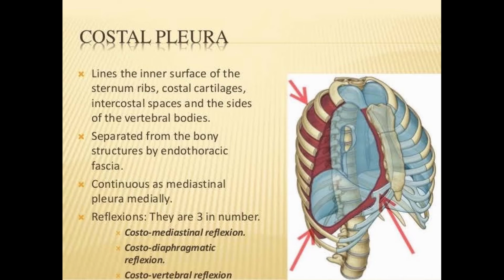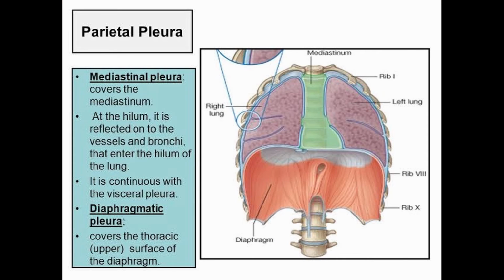Now third, we discuss the mediastinal pleura. As you can see on the diagram, the mediastinal pleura is shown in the center, and it covers the mediastinum. At the hilum, it is reflected onto the vessels and the bronchi that enter the hilum of the lung, and it is continuous with the visceral pleura. And the fourth one is the diaphragmatic pleura. The diaphragm is shown in the diagram at the bottom, and it covers the thoracic surfaces of the diaphragm.